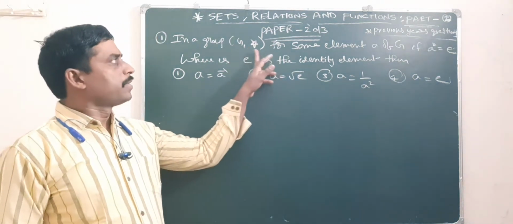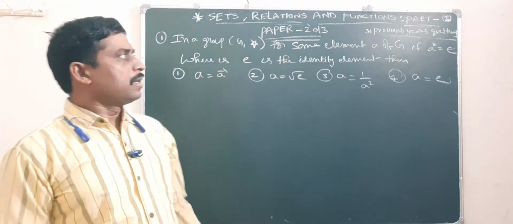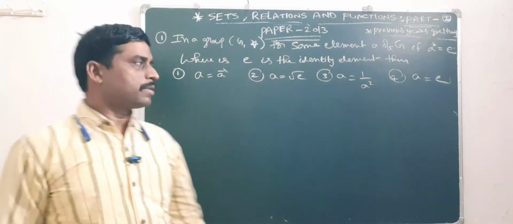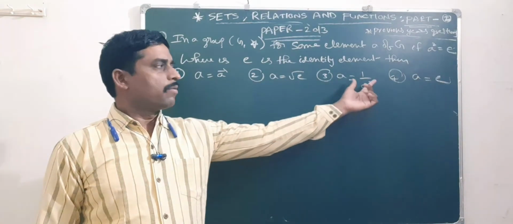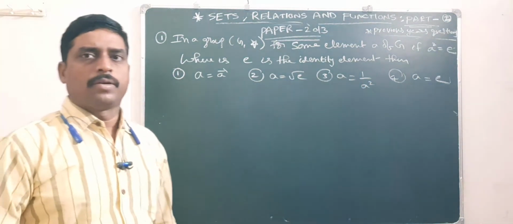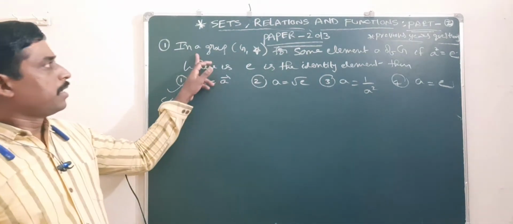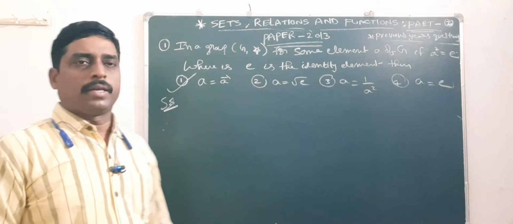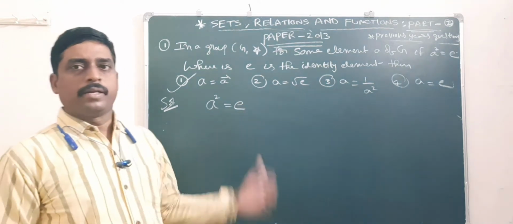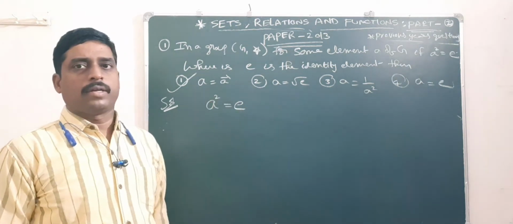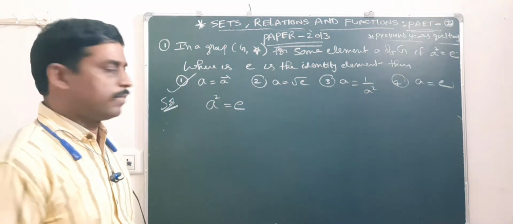In a group G star, for some element A of G, if A square is equal to E, where E is the identity element, then: first option, A is equal to A inverse; second option, A equal to root E; third option, E is equal to 1 by A square; and fourth option, A is equal to E. So now let us explain question number 1 from the 2013 paper. In a group, A square is equal to E is given, where E is the identity element.